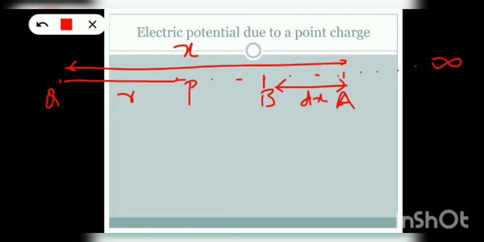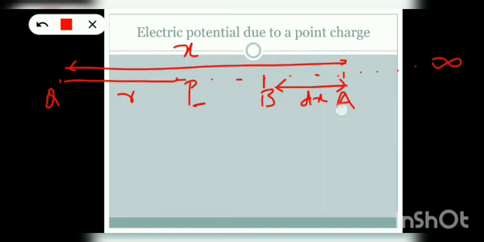Now by definition, what is electric potential? It is the work done to bring a unit positive charge from infinity to point P. You are supposed to find the electric potential at the point P. But it's very difficult to find that work done, because infinity is a distance which can't be determined so easily. So consider a point at a finite distance.